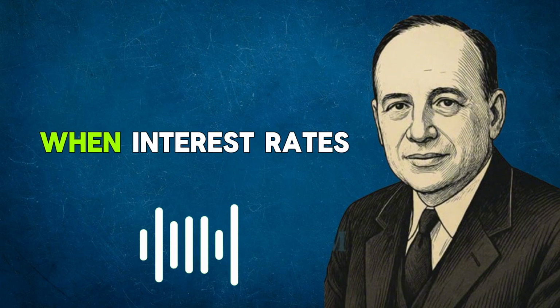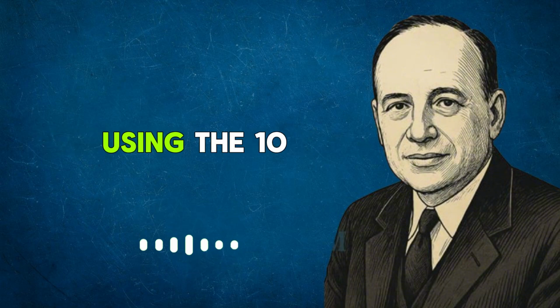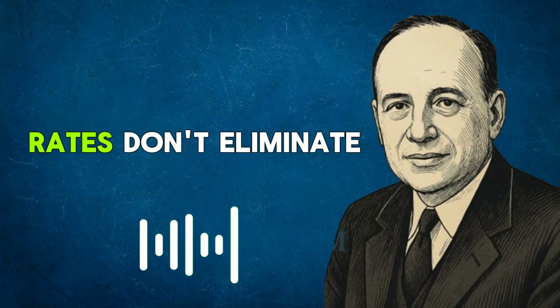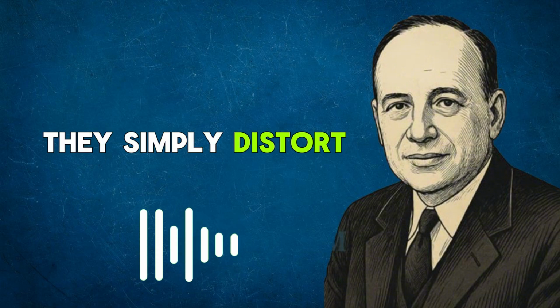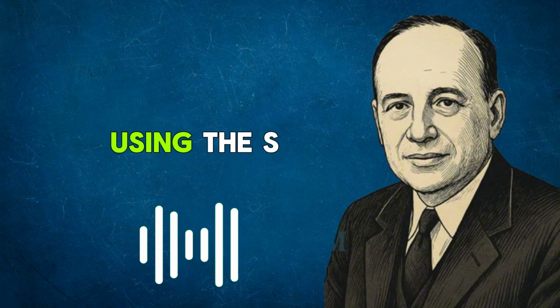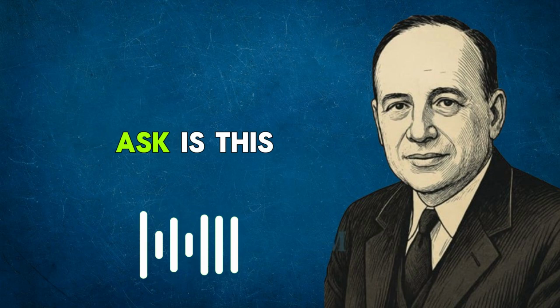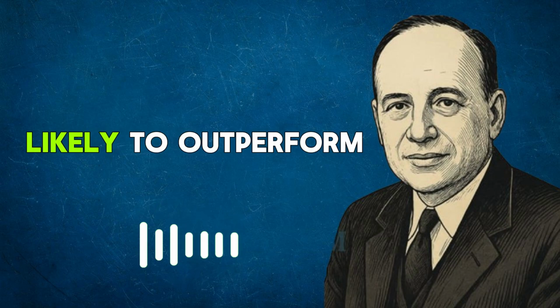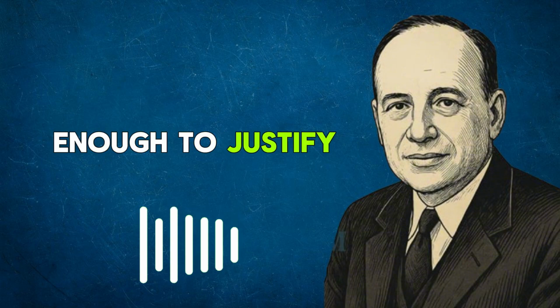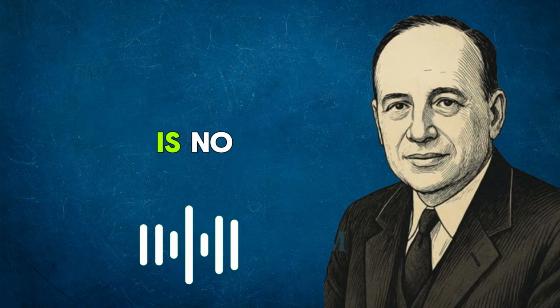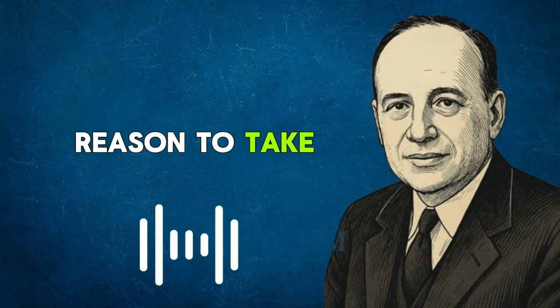Stig agrees that when interest rates are extremely low, using the 10-year Treasury as your discount rate becomes misleading. Low rates don't eliminate risk, they simply distort valuations. Using the S&P 500's yield as a discount rate forces you to ask, is this individual stock likely to outperform the market enough to justify choosing it over a diversified index? If the answer is no, then there's no reason to take the extra risk.